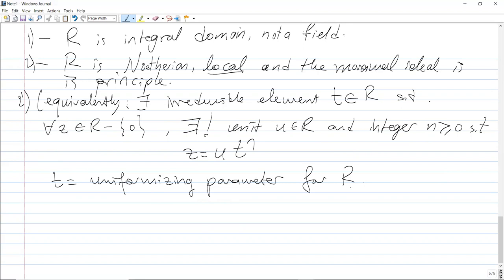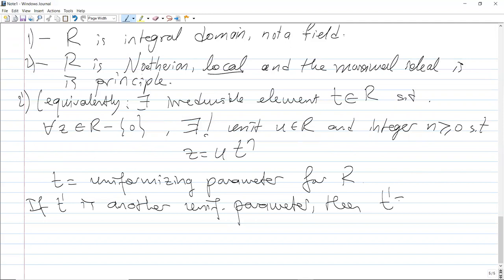For R, we showed in the class that if t prime is another uniformizing parameter, then this t prime can be written as some u times t for some unit u in R, so that this exponent n does not depend on the choice of this uniformizing parameter. Okay, next.